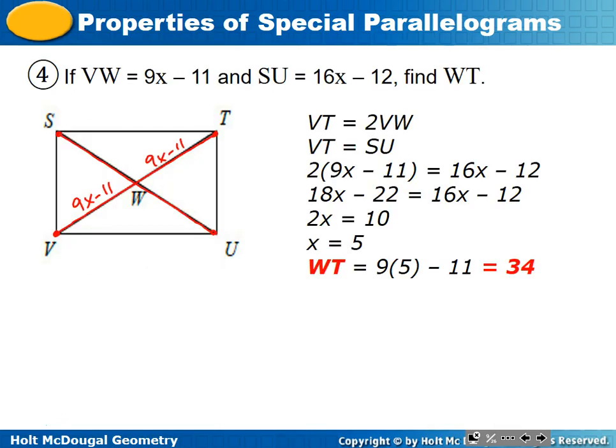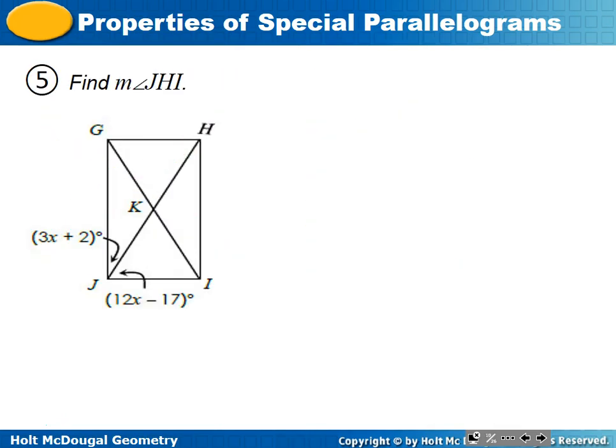All right. Okay. So number 5. First thing I want to ask you is, what kind of shape is this again? This is a rectangle. What are all the angles in a rectangle? They're 90 degrees. So we know that this angle down here is 90 degrees. So that's how we could solve for our x.